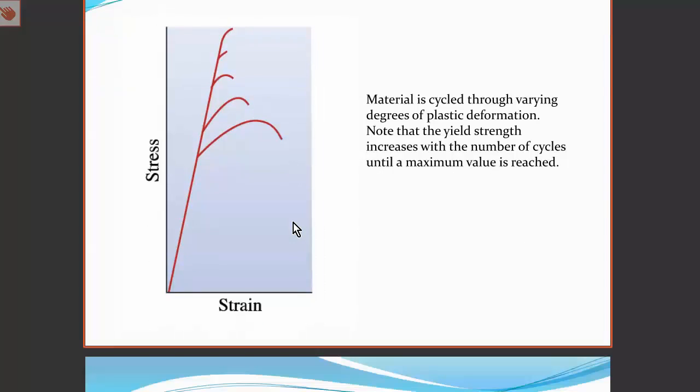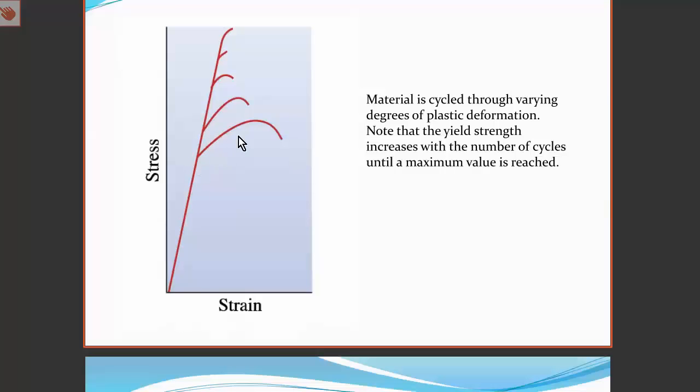Let's have a look at this graph. This shows a material that has been loaded and stretched, and then unloaded, and then put back in the machine. Upon reloading, we find that the yield point has increased. The material has got stronger. It takes more force now to cause the material to yield than it did before.